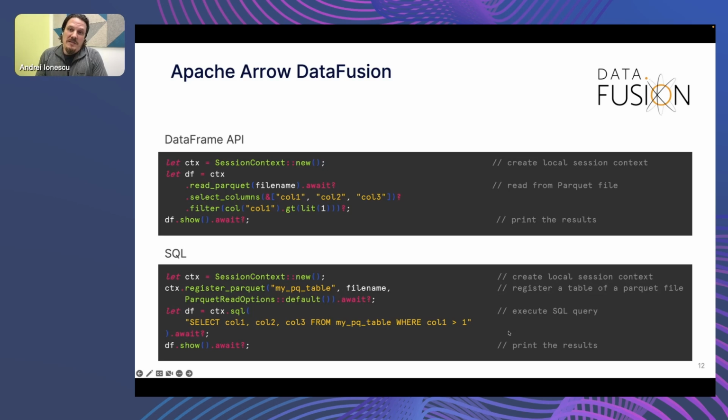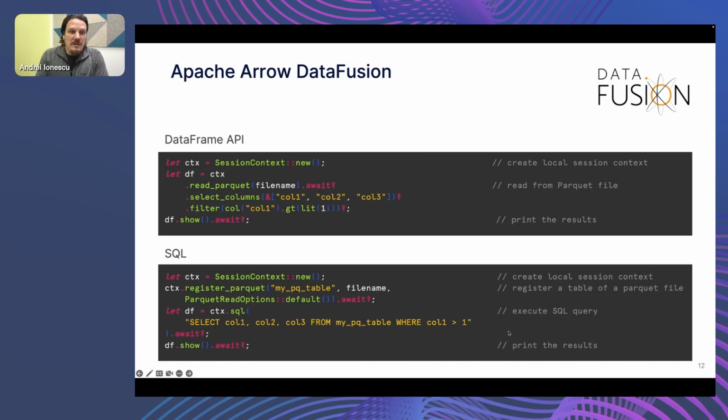Down here is the same query, but expressed with SQL. The same first step of creating a session context is present. Next, we need to register the Parquet file as a table inside the session context with a specific name, in this case, my Parquet table. And that name we can later use in our SQL queries. Then we define that query similar to any compatible SQL database. And we show the results.